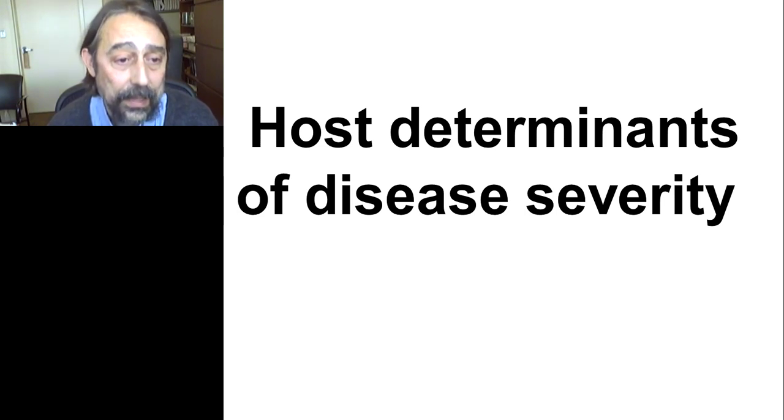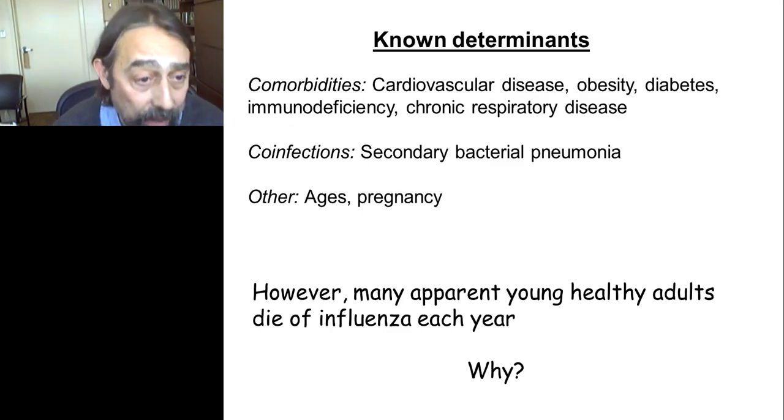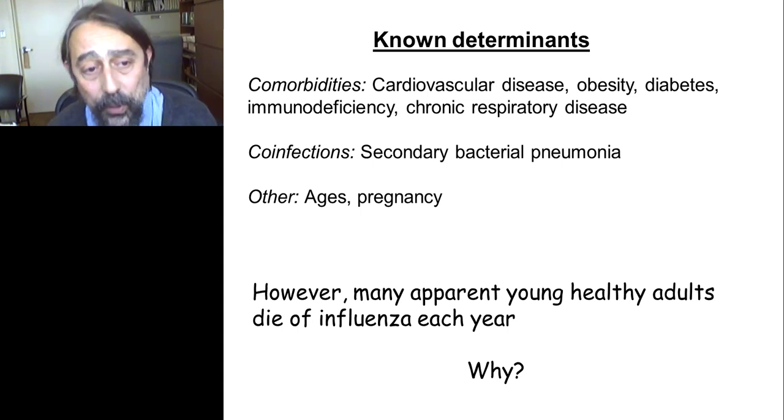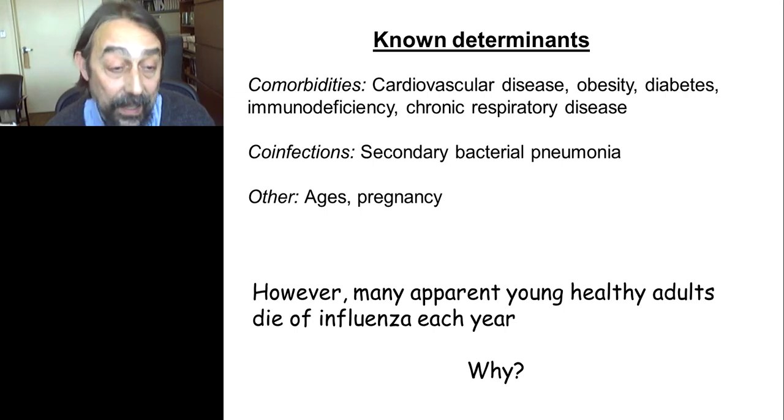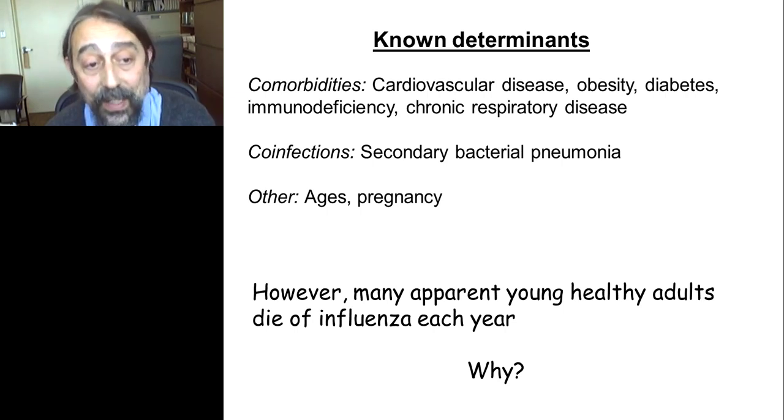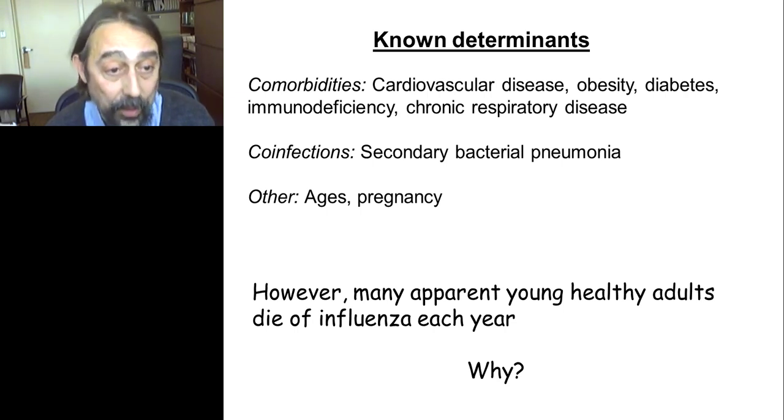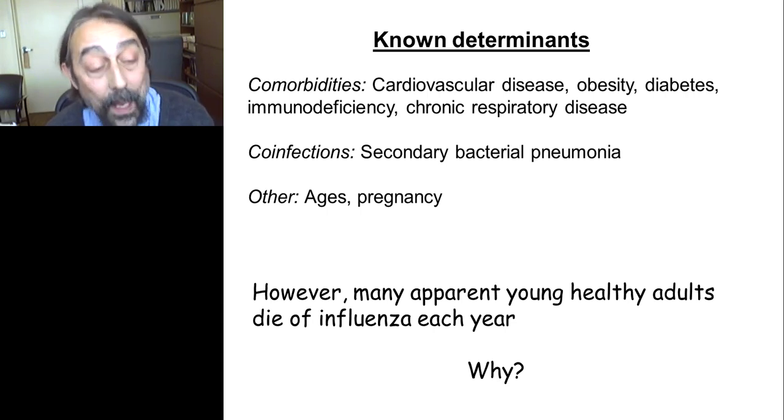We think that there are determinants in the host, in the human, that are also responsible for severity of disease. There are known determinants, for example, comorbidities: people that have cardiovascular disease, obesity, diabetes, immunodeficiency, or a chronic respiratory disease. These people are more likely to develop a severe influenza virus infection. And these are the people that really need to be vaccinated in addition to the rest of the people, but these are the ones that get more benefit from the vaccine.